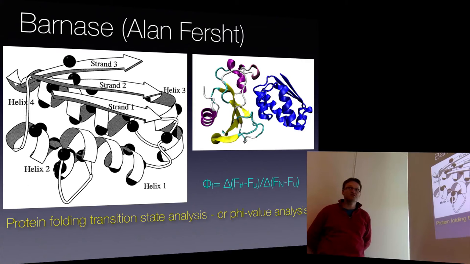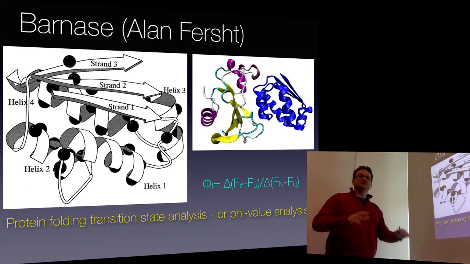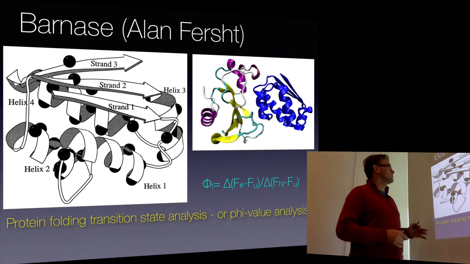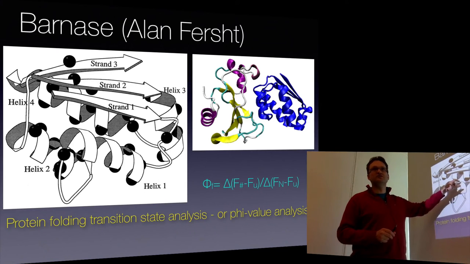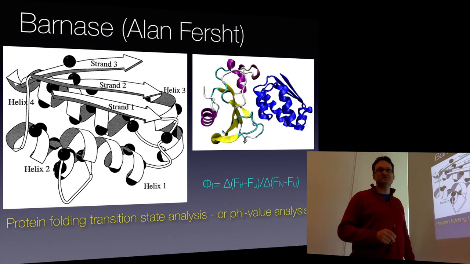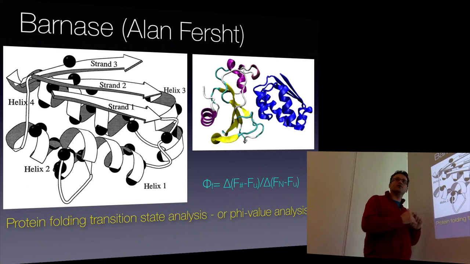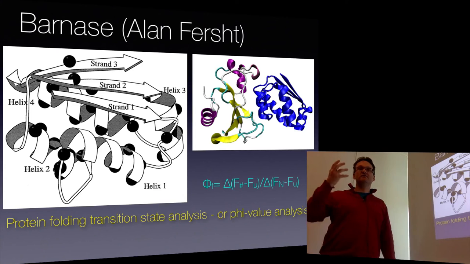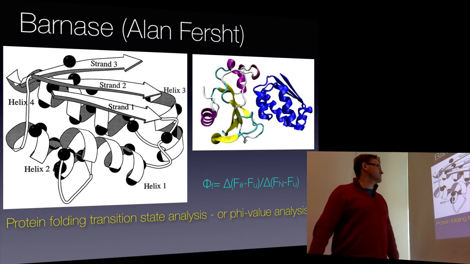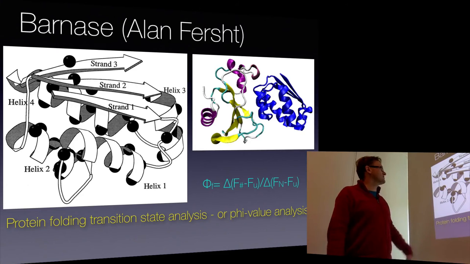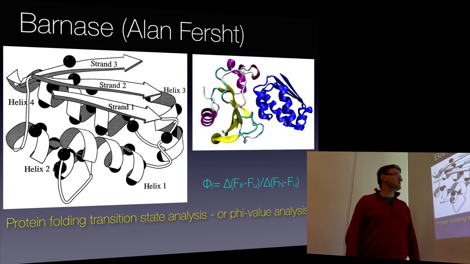But we haven't really shown, remember, even the simulations I showed you before the break, they appear to be more diffusion collision, right? But if the nucleation-condensation model is true, we should be able to identify that there has to be some sort of nucleus that forms sooner than the other proteins, and that's going to be the transition state. So the idea of going after all this is that we really want to see, can we find, is there a nucleus?